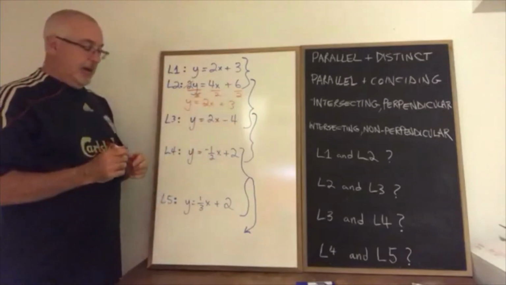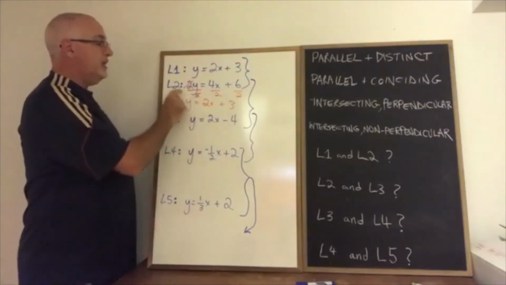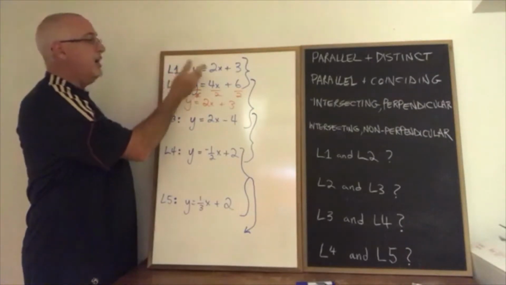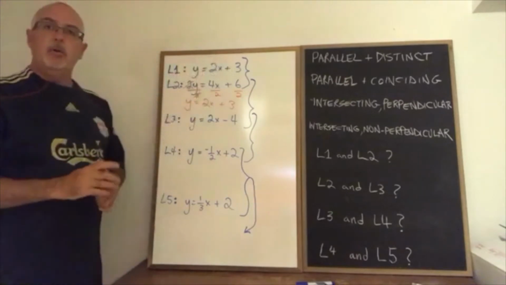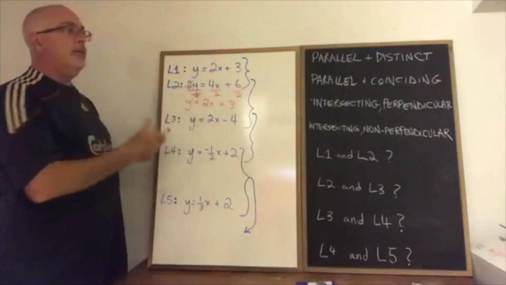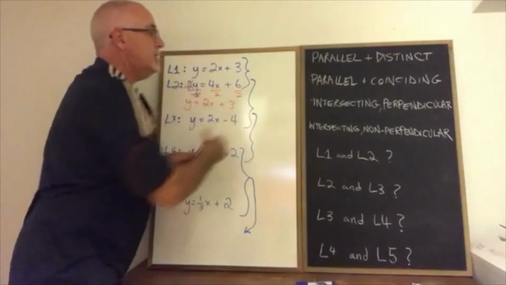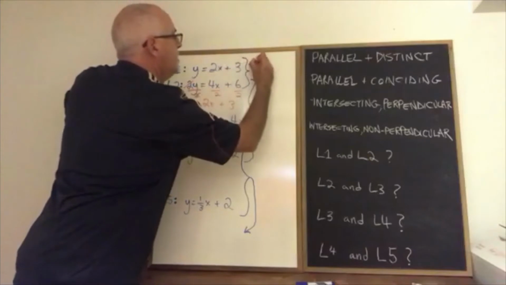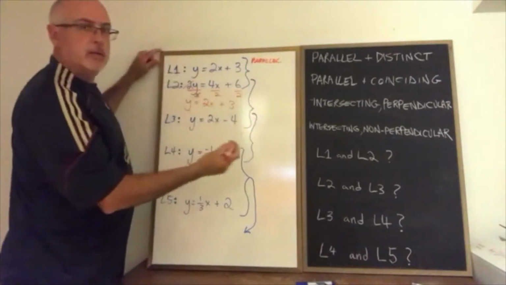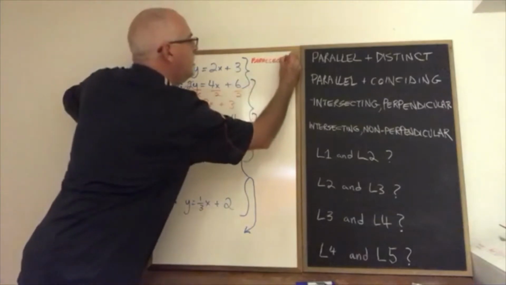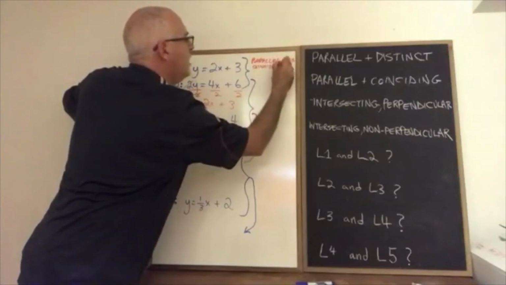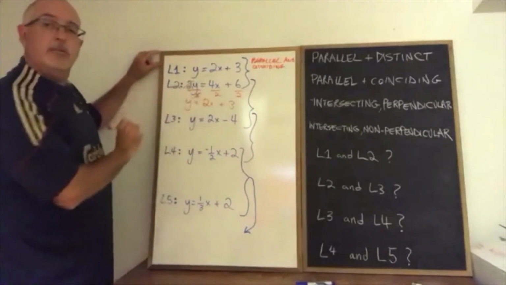So what I'm revealing now is the fact that this equation for line 2 is actually exactly the same as the equation for line 1. They're both y equals 2x plus 3. They're both really the same line. And that means that these two lines have to be parallel and coinciding. So I'll write that, even though it's using up most of the space I have available. And I have to write really small, which means it's hard for you to read.